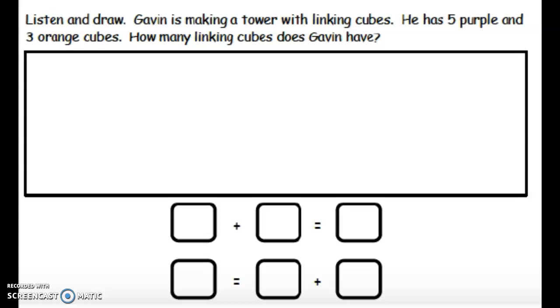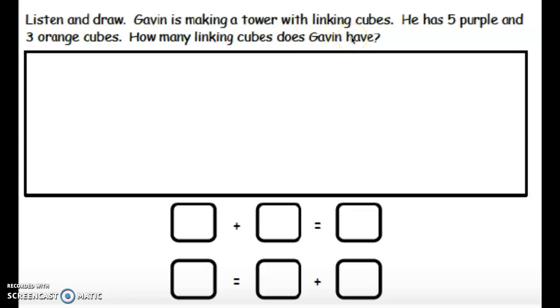Are you ready for the second problem? Again, listen and draw. Gavin is making a tower with linking cubes. He has 5 purple and 3 orange cubes. How many linking cubes does Gavin have?